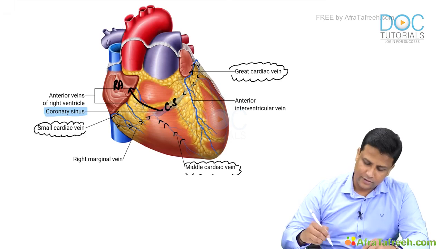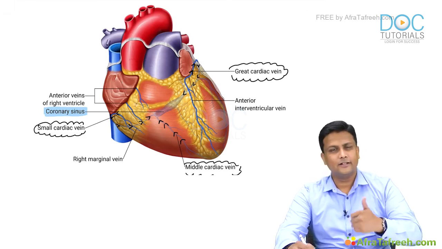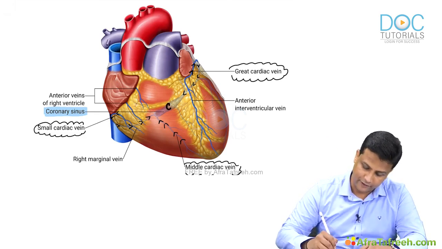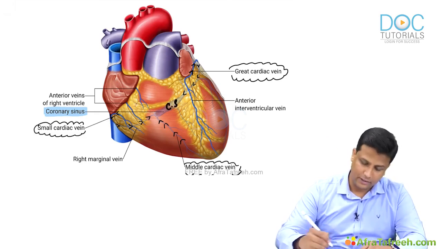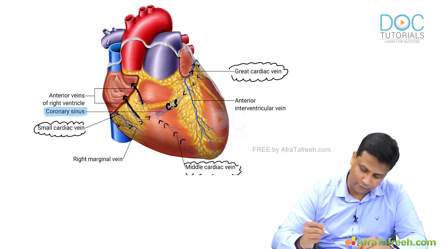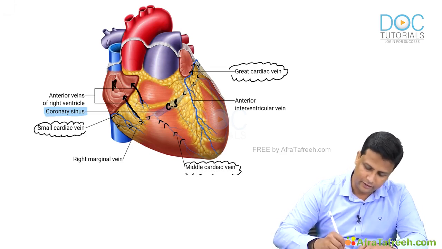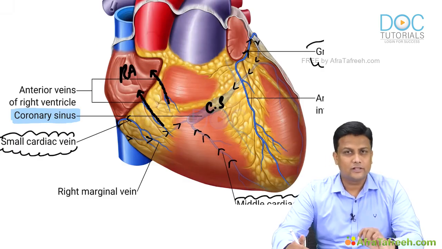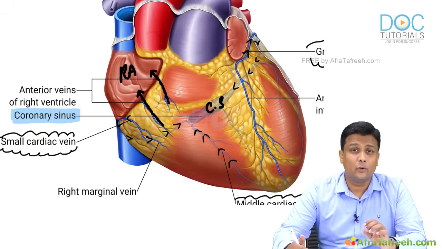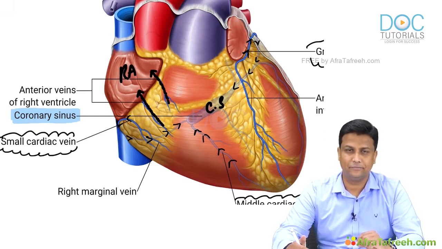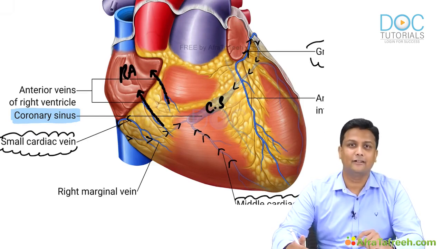And now I want you to understand one important exception here, guys. I don't know whether you have observed this in the diagram or not. Great cardiac, small cardiac, middle cardiac, all of them are draining into the coronary sinus. Well and good, fine. But if you are observing properly here, are you able to appreciate this vein here, sir? There will be 3 or 4 veins which are going to directly drain the blood into the right atrium of the heart. They are not going to drain the blood into the coronary sinus. And these are nothing but your anterior cardiac veins.